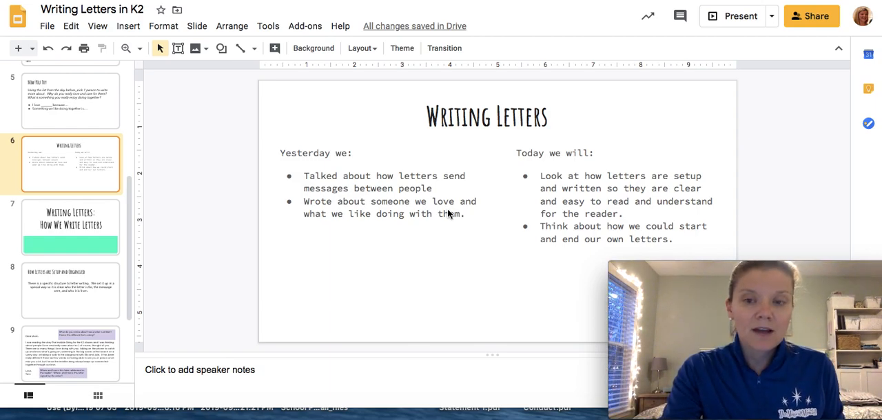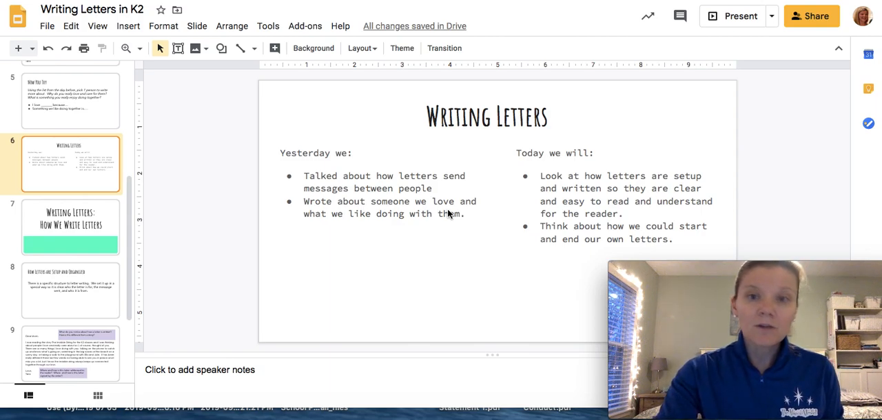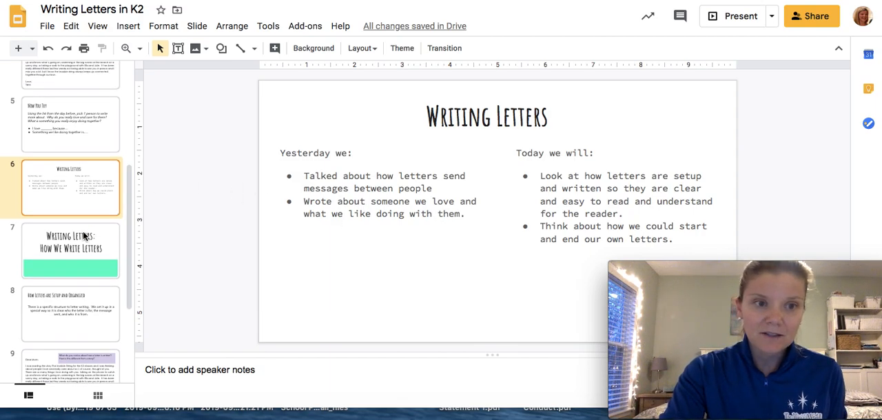Today, we're going to look at how letters are set up, because they're set up in a very specific way when you write them in the right way. And so we're going to talk a little bit about that, and then we're going to think about how you might start and end your own letters. All right, so let's get started.